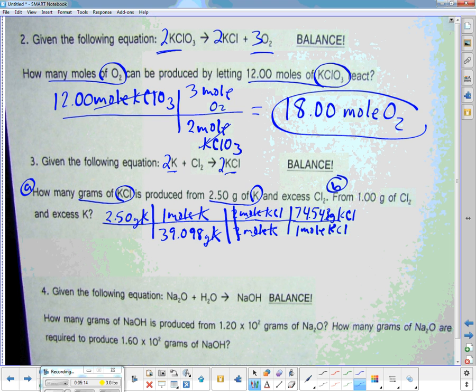Okay, moles go out. Times across to the top, and since we got rid of the 2's here, we just can divide it by the 39.098. We have 3 significant figures, so what is our answer? And there's calculators up here if you need to borrow them.